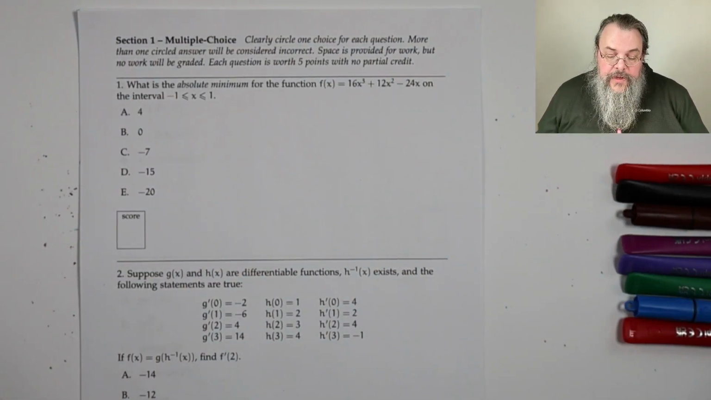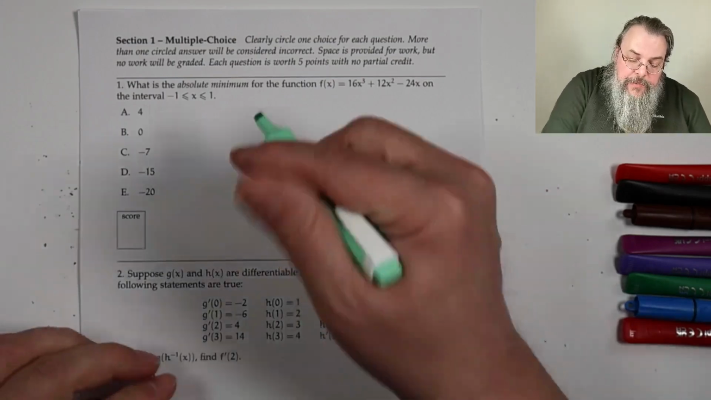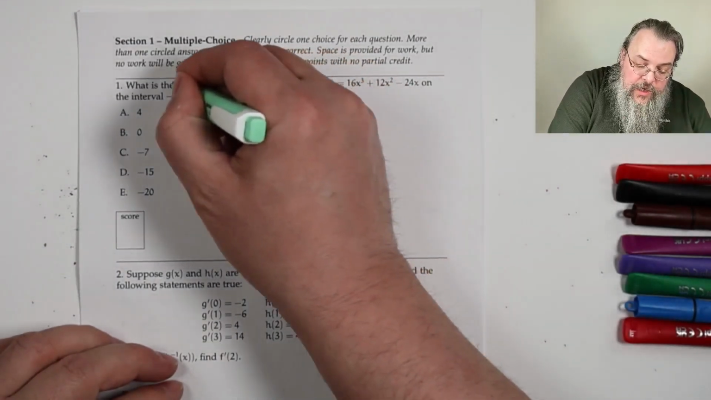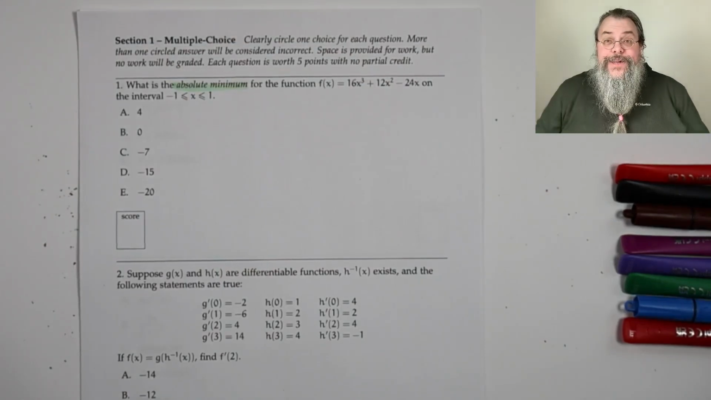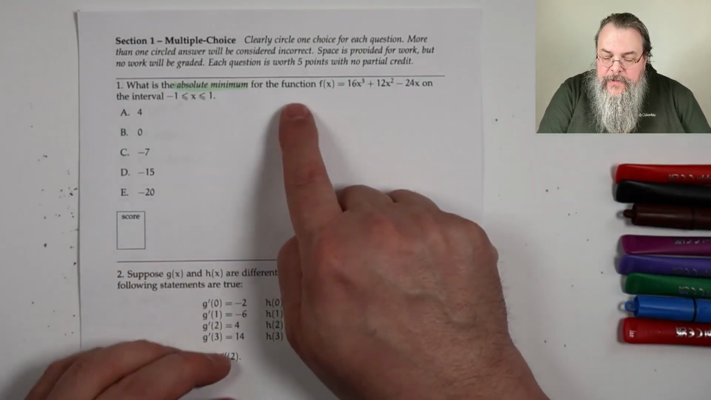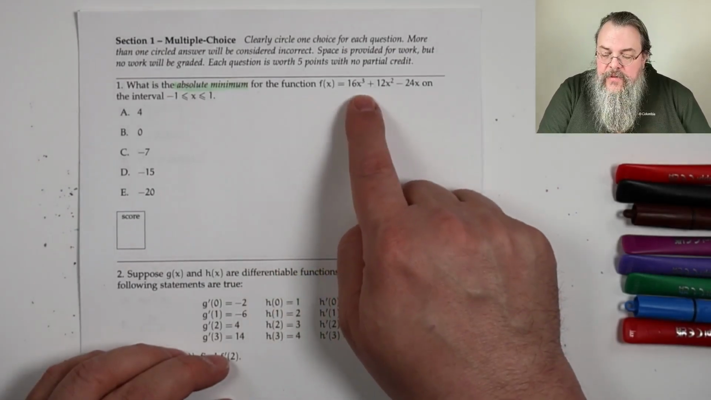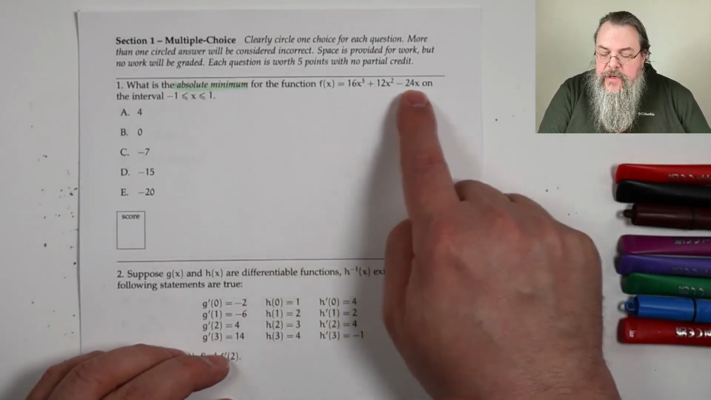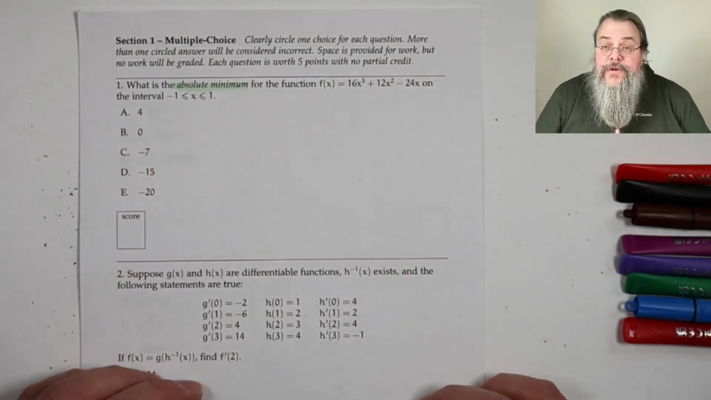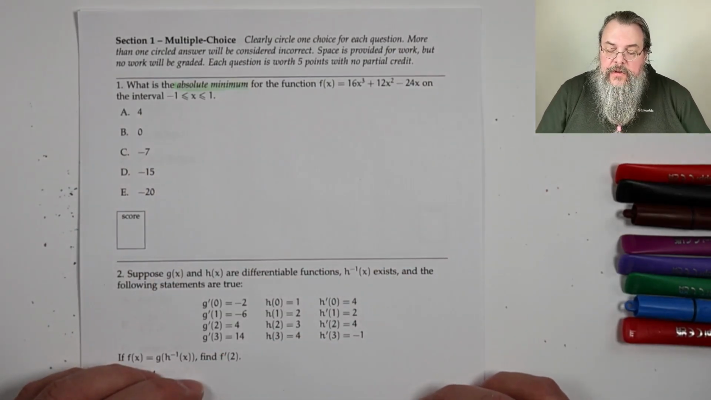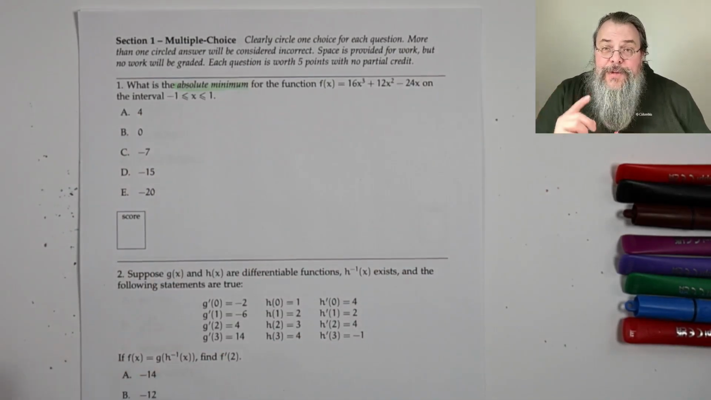And notice they even highlighted that for us. They put italics, drawing our eye to the idea, hey, this is a problem related to absolute minimum. That was very nice of them. And our function is f of x equals 16x cubed plus 12x squared minus 24x on the interval from -1 to 1. And so as we look at this, we say, absolute minimum.